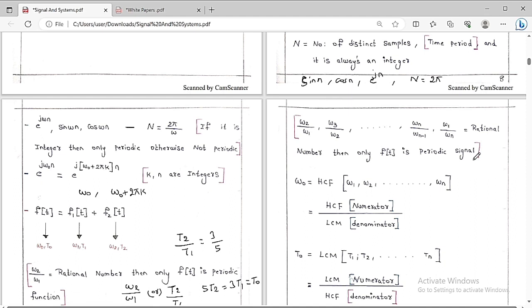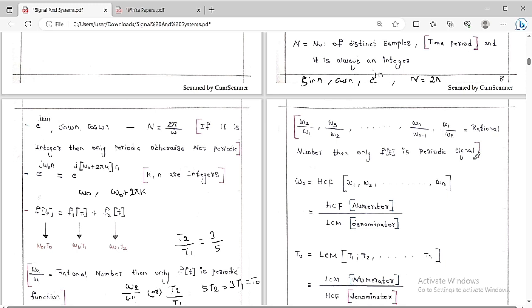So remember, if all these ratios are rational numbers, then only we can say f of t is a periodic signal. If at least one of them is not a rational number, then we can say the overall signal f of t is not a periodic signal. Either you can use the frequency or you can use the time period. The concept is the same. Either you can use omega or you can use time period T. With the ratio of time periods, the concept is going to get wrong.